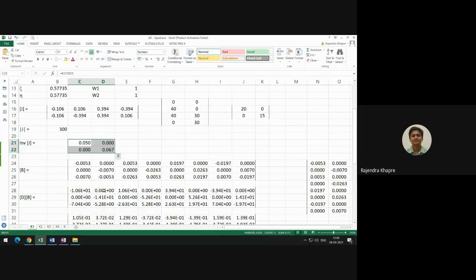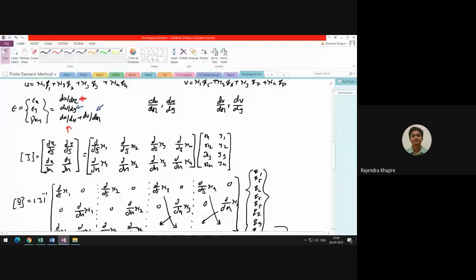Then your B matrix. Here I have written the B matrix. The B matrix is first of all the inverse of this Jacobian matrix multiplied by something like this one.